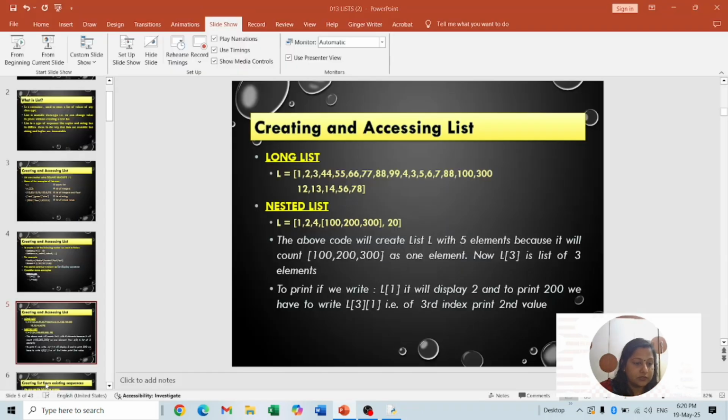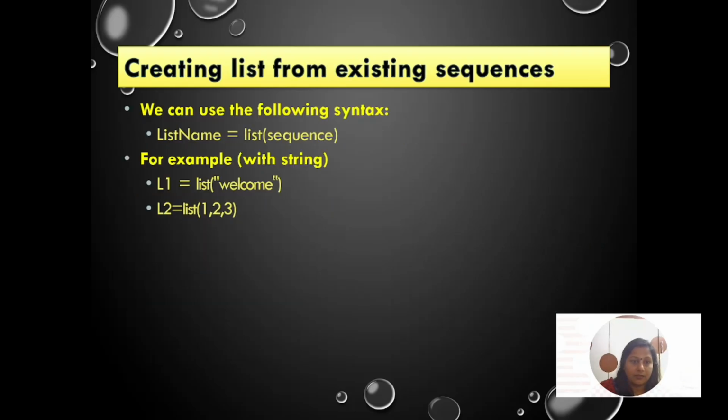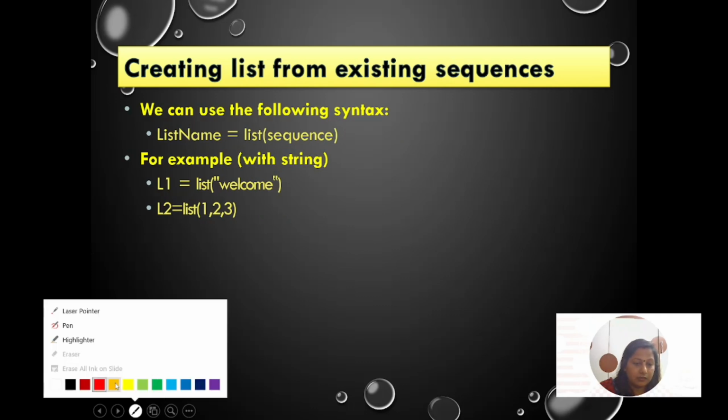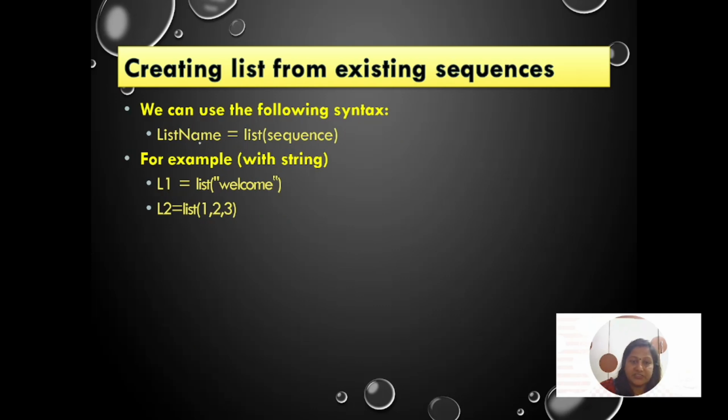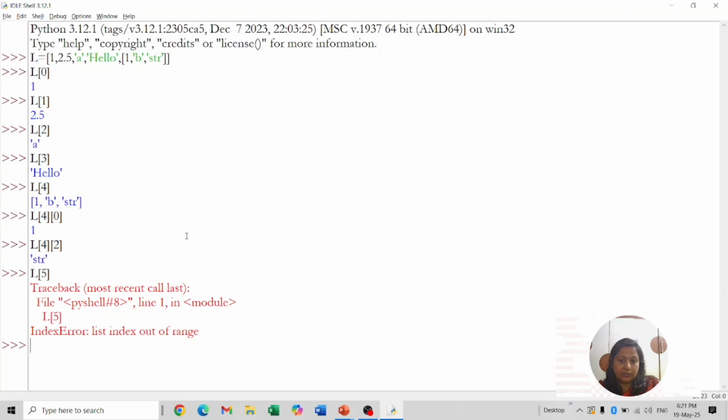Okay, so the next concept, creating a list from an existing sequence. What does it mean? We can use the following syntax: list name equal to list of sequence. For example, L1 is my list name. I am mentioning list of welcome. I am giving here the sequence of values in the form of a string. And again one more, L2 equal to list of 1, 2, 3. This is a tuple of values. The same thing I'm mentioning here. Let's see. L1 equal to, I'm mentioning list of hello.